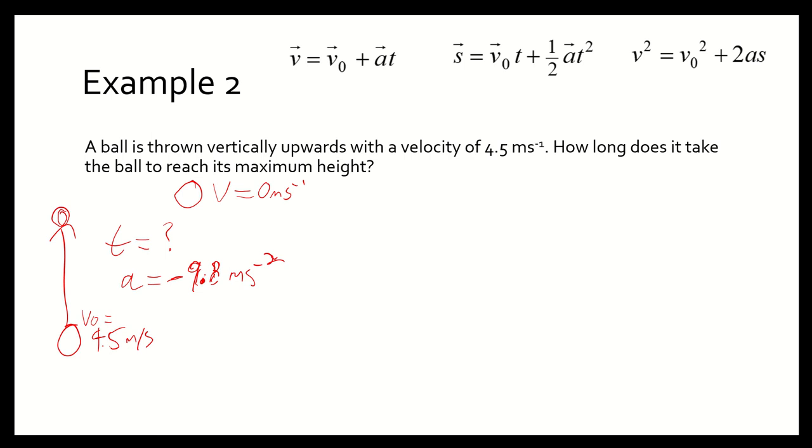So we've got final velocity, initial velocity, acceleration, and time. We need to look across at our equations and see which ones involve time. Well, the last one doesn't have time in it, so that's useless. And then this one and this one have time in it.